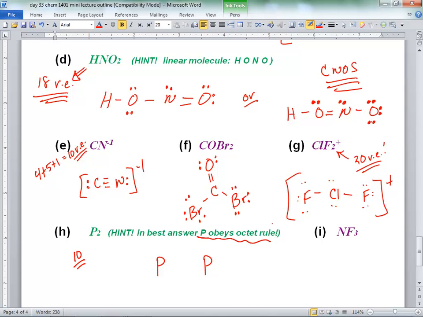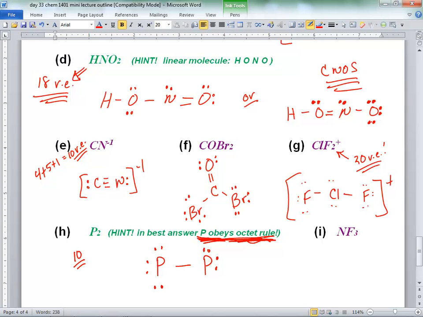Can we just put the dots? You could try the dots. 2, 4, 6, 8, 10, and then 1 bond. 12. Right? And the reason why we're breaking that CNOS rule is I'm telling you that P obeys the octet rule.